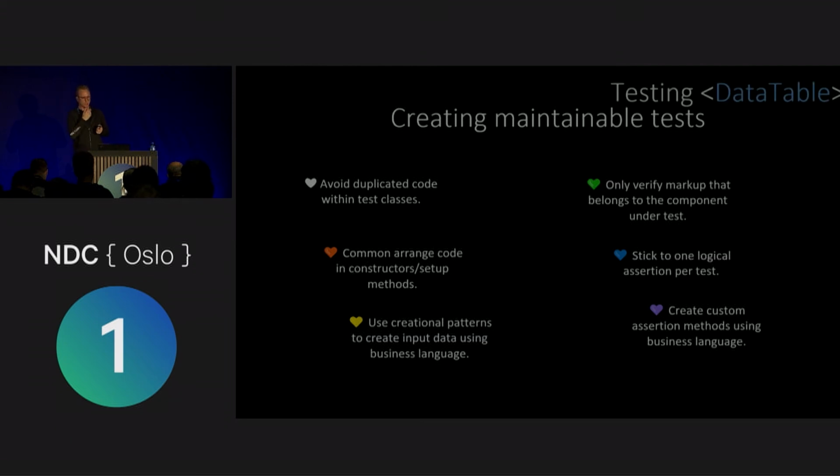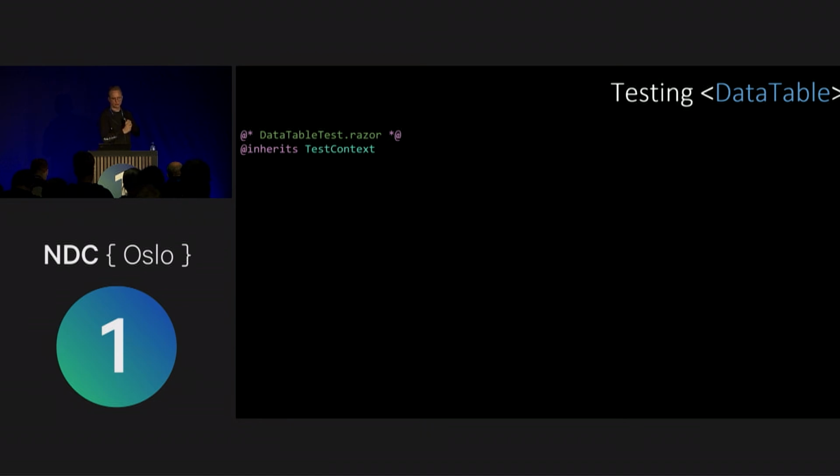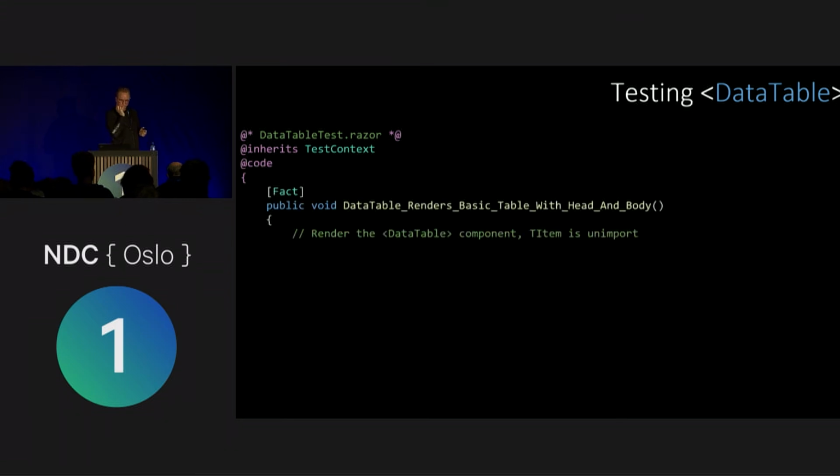Now, how do we apply this to testing our data table component? Well, the first thing we can do is create a DataTableTest.razor file and have that inherit from TestContext. So TestContext was the bUnit thing, and by having our test component inherit from that, it becomes the test context, which means all the methods we need to do our work will live on our Razor test class, which means they're readily available, and we don't have to new up the test context in each and every test. So the first test we could create would be just like a hello world test.